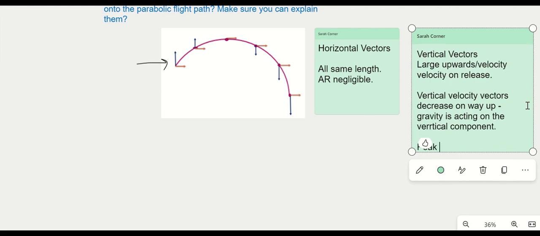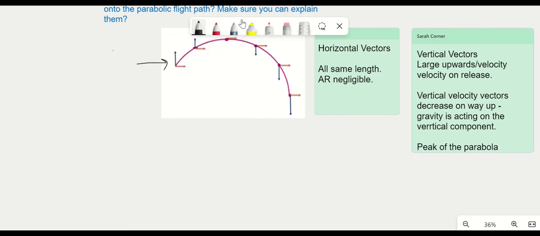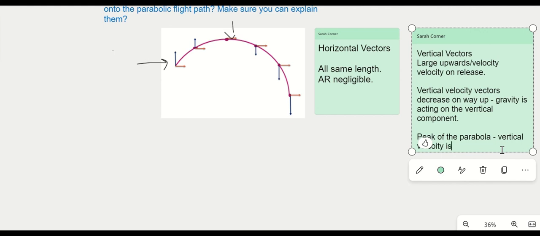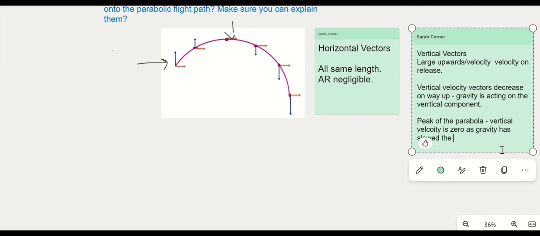We then get to the peak of the parabola. I'll show you on here. So if we look at the peak of the parabola, you can see that we still have forwards velocity, so we've still got some horizontal velocity, but our vertical velocity has reduced to 0 because gravity slowed it down that much. So at the peak of the parabola, vertical velocity is 0 as gravity has slowed the vertical velocity so much.